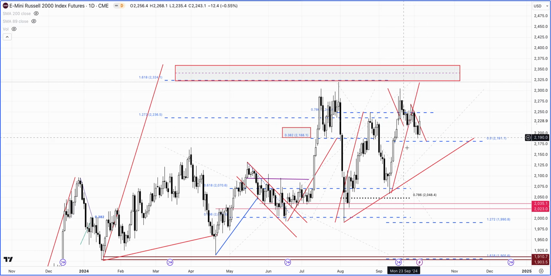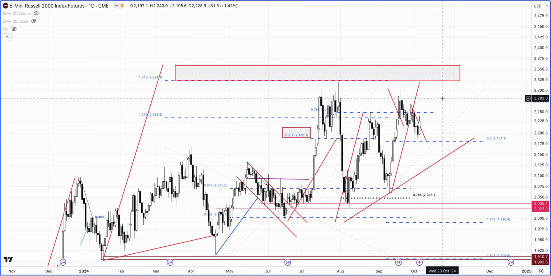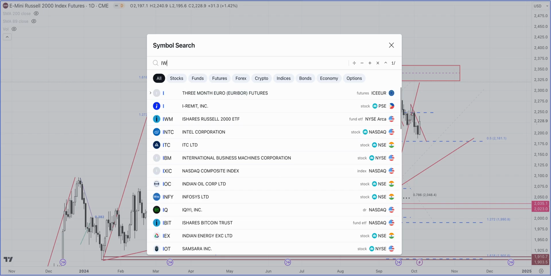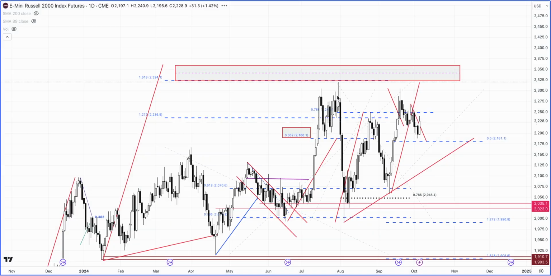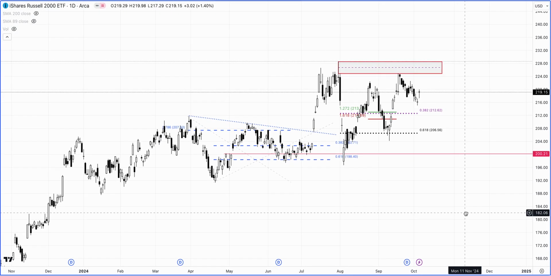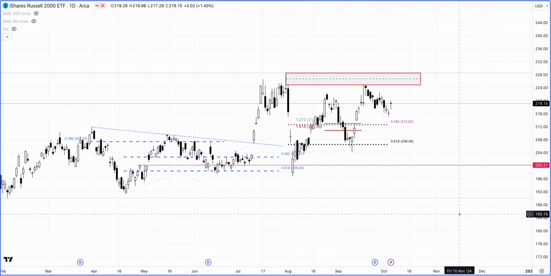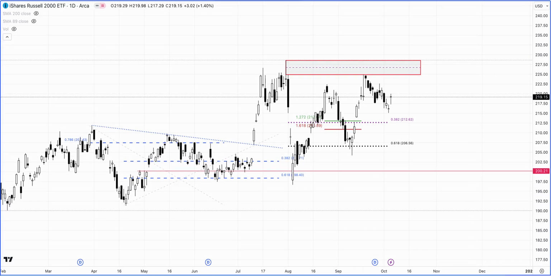But right here, I'm paying attention to this possible completion of ABCD, or maybe a near completion of this one. And then if it holds, that's going to be a pretty good bullish sign for this small index. Now let's also take a look at this on the cash side of things. So that's IWM, a slightly different kind of pattern formation, but this ABCD is also visible here.